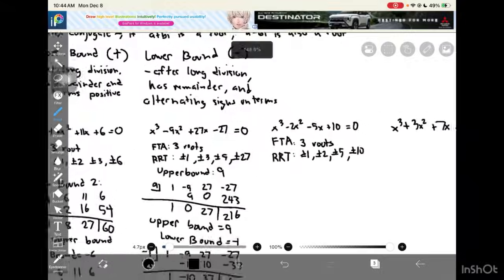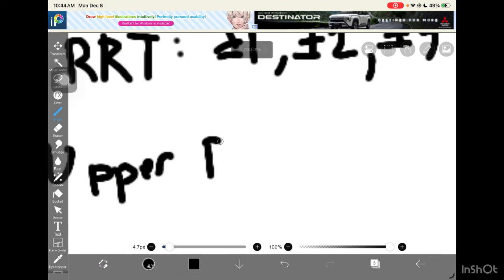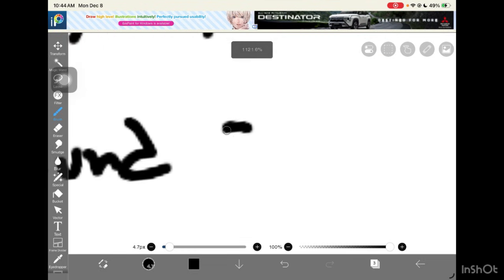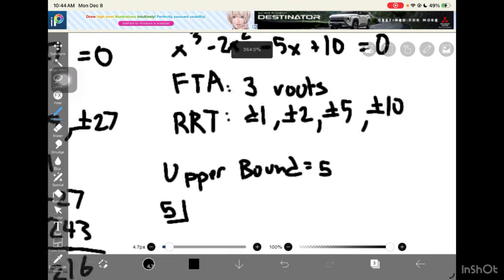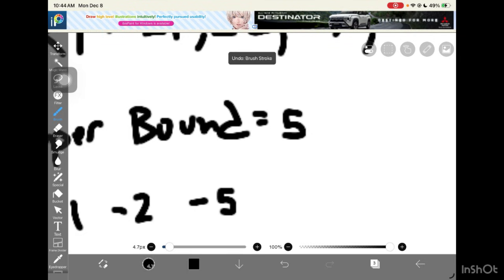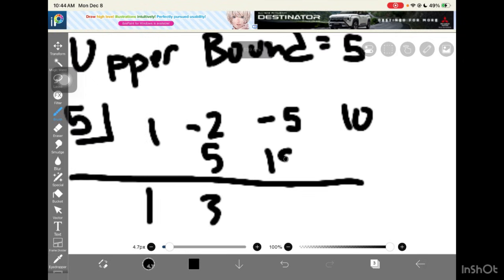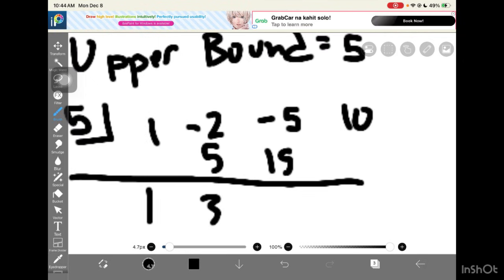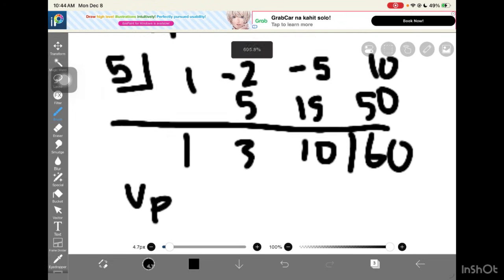Let's look for our upper bound first. Upper bound, say 5. Let's try 5. So 5, and then we put the numbers 1, negative 2, negative 5, 10. 1 times 5, 5. Negative 2 plus 5, 3. 3 times 5, 15. Bring this down, negative 5, 10. 10 times 5 is 50. This is 60. So upper bound, 5.